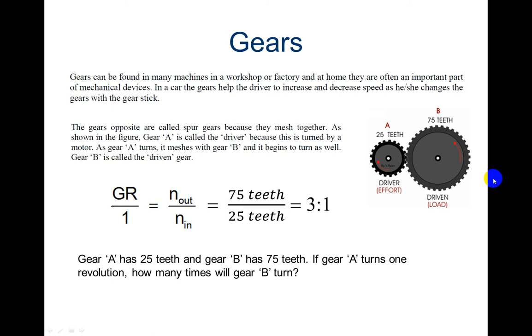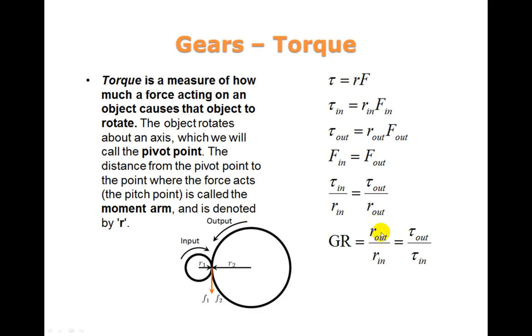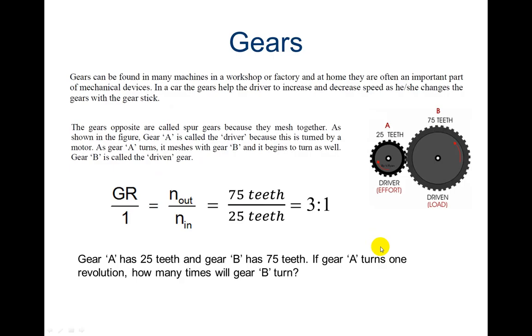As shown in the figure, gear A is called the driver because it's turned by a motor. As gear A turns, it meshes with gear B and it begins to turn as well. So gear B is called the driven gear. When finding the gear ratio, we can also look at the number of teeth, just like with radius out over radius in and torque out over torque in. We can also find the gear ratio by looking at the number of teeth. It would be number of teeth out divided by number of teeth in.